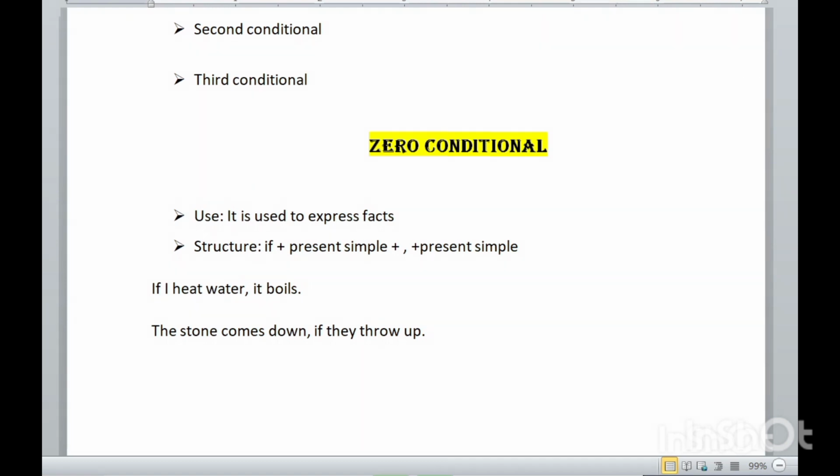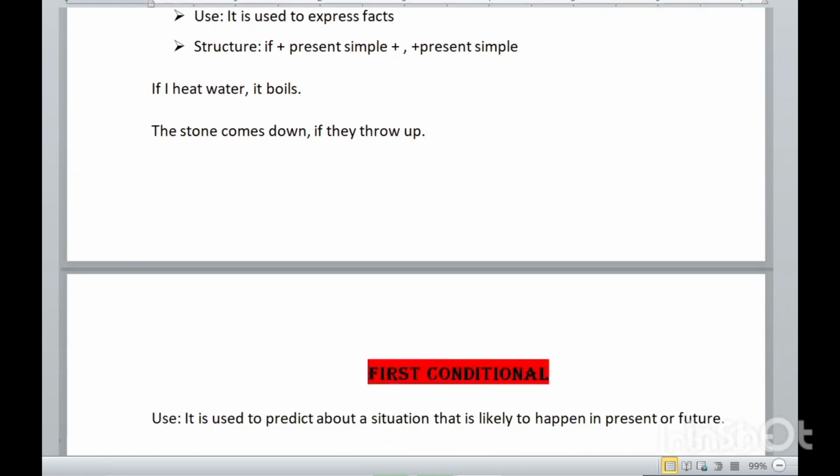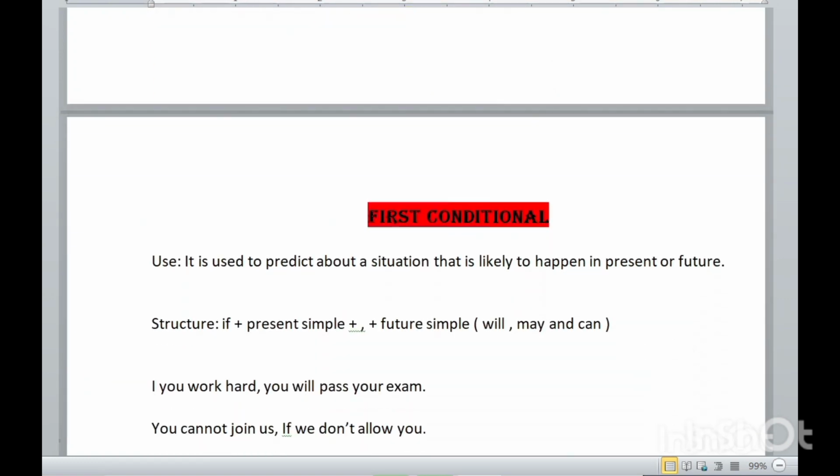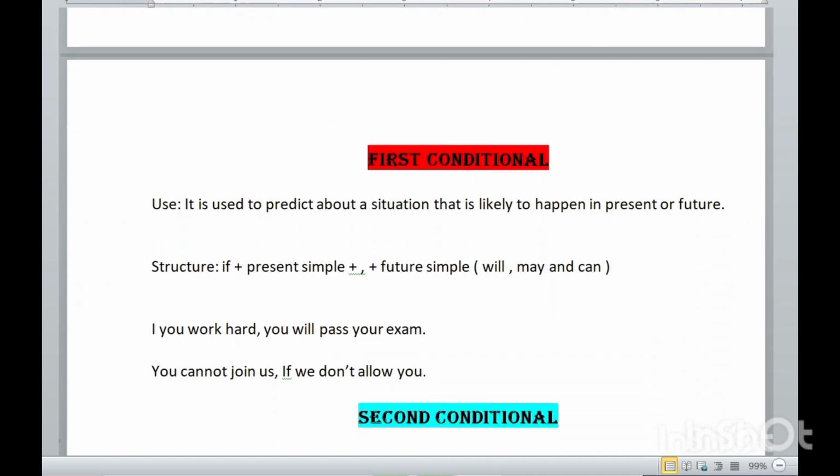Now next is our first conditional. The first conditional sentence is used to predict a situation that is likely to happen in the present or future. This is the usage of the first conditional sentence. What makes the difference between conditional sentences is actually the structure. We have to keep in mind the usage and the structure. If you know the usage and the structure of conditional sentences, it means you are done with conditional sentences.